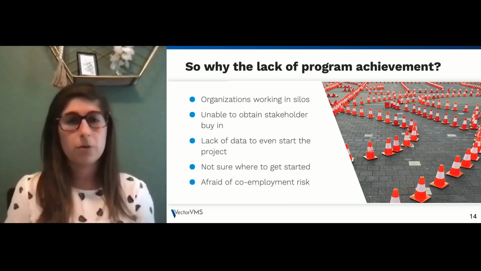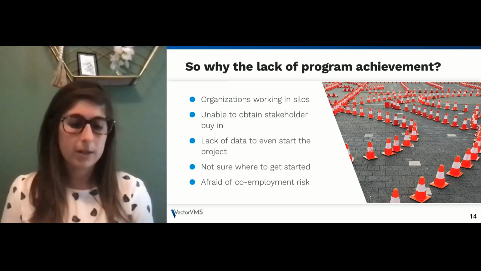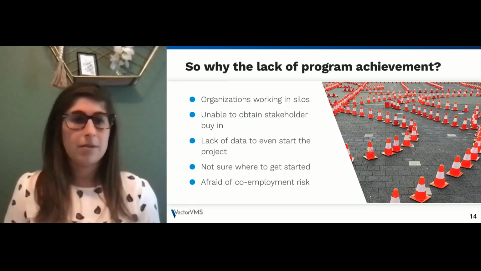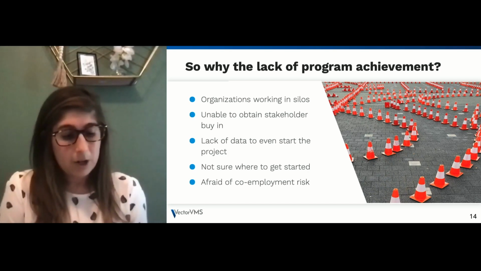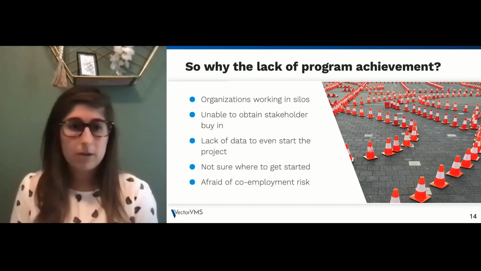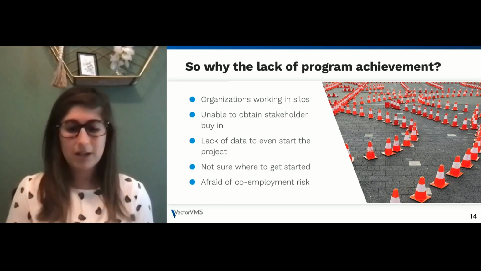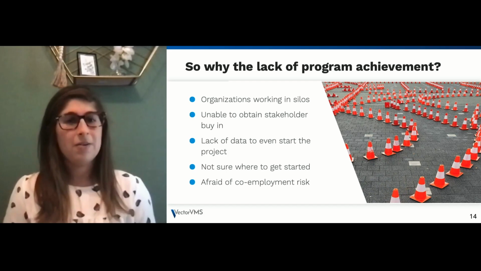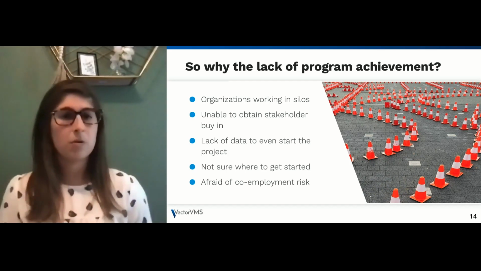And hopefully, as we go through this presentation, you'll be able to build that business case of why this is important when you're juggling 5, 10, 20 different projects. Another huge barrier that we and 46% of organizations face is the lack of data to even get this project started. I know a lot of the time, if you look at projects and you're like, this is a quick win, this is a quick win.